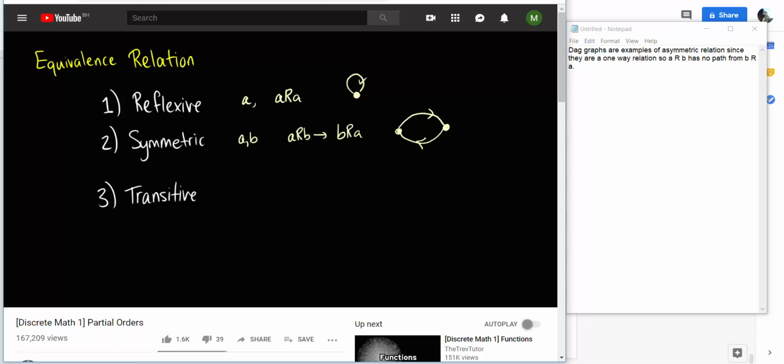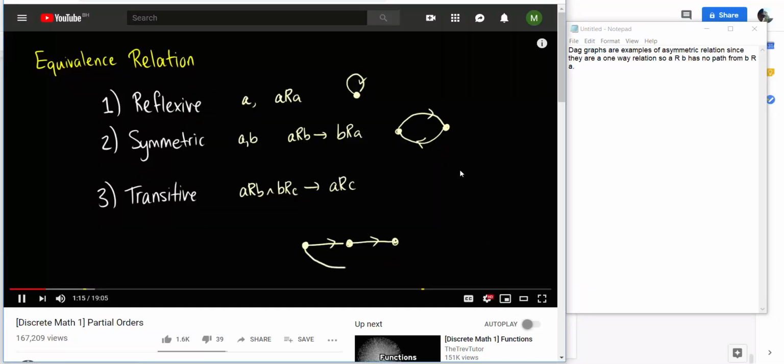The third one is transitive. So this means if A is related to B and B is related to C, then we're going to get that A is related to C. So we have 3 points here, and we have an arrow from A to B, we have an arrow from B to C, therefore we're going to get this arrow from A to C.